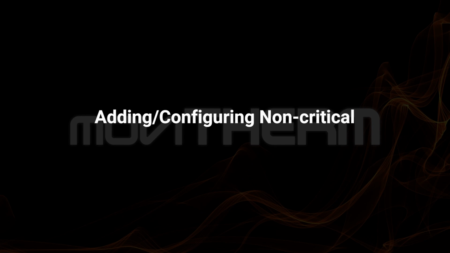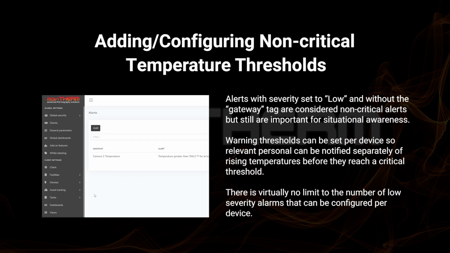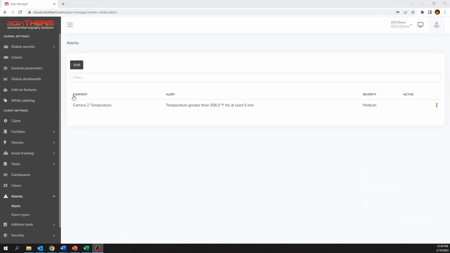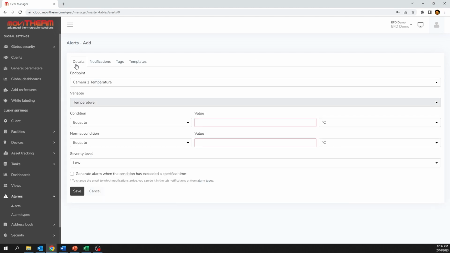Adding/configuring non-critical temperature thresholds. Alerts with severity set to low and without the gateway tag are considered non-critical alerts but still are important for situational awareness. Warning thresholds can be set per device so relevant personnel can be notified separately of rising temperatures before they reach a critical threshold. There is virtually no limit to the number of low severity alarms that can be configured per device. After clicking the Add button, you will be given the different options and settings to configure.